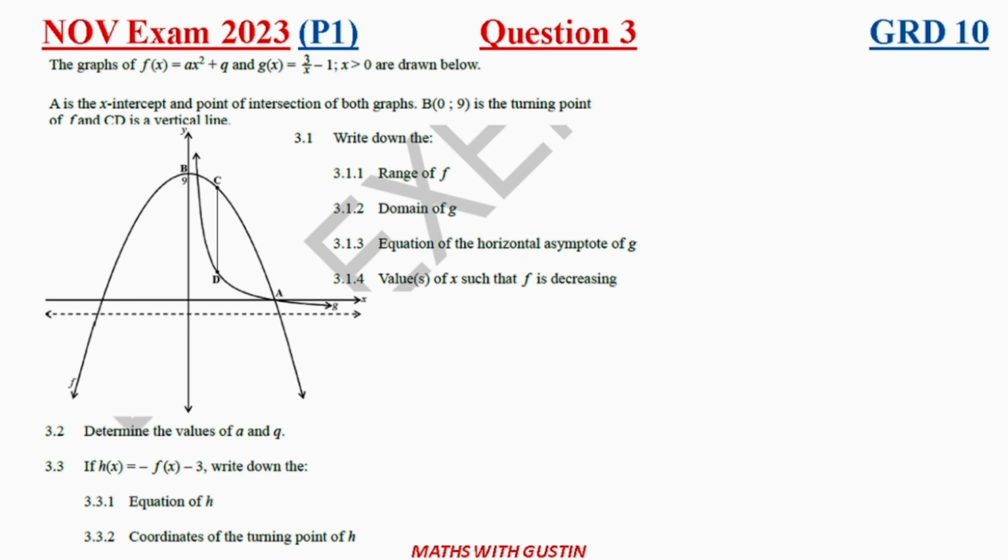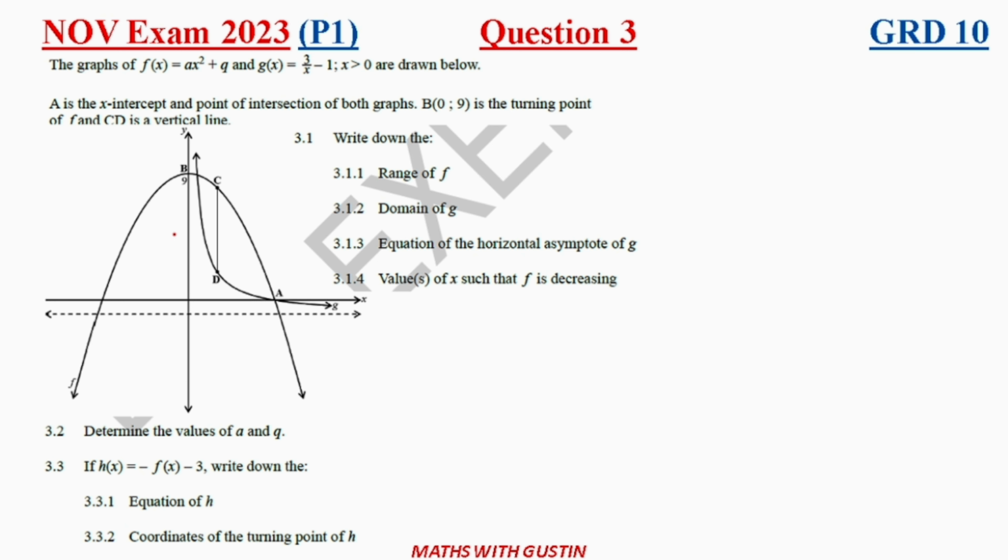Now let's have a look at this question. It was question 3 on November 2020. I think this was a Gauteng paper, and it says here the graph of f of x is given by ax squared plus q, and g of x is given by 3 over x minus 1, where x is greater than 0, and is drawn below. All right, we see it here.